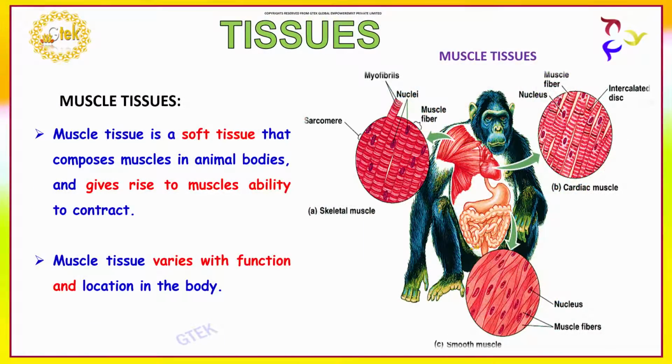Now we are going to discuss muscle tissues. Muscle tissue is a soft tissue that composes muscles in animal bodies and gives rise to muscles' ability to contract. You can see muscle tissues. The muscle tissues vary with function and location in the body. The various muscle tissues are here. You can see skeletal muscle, cardiac muscle and smooth muscle. They are placed in various parts of the body.